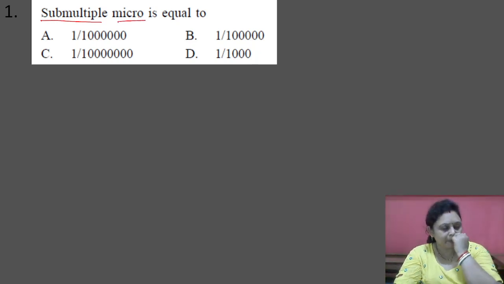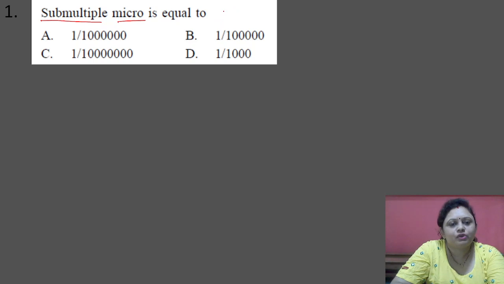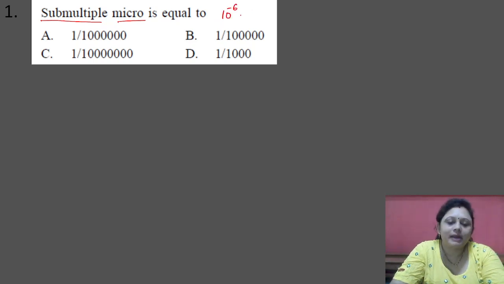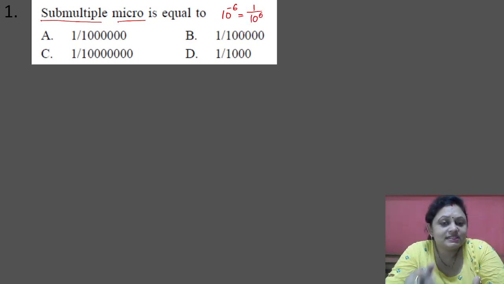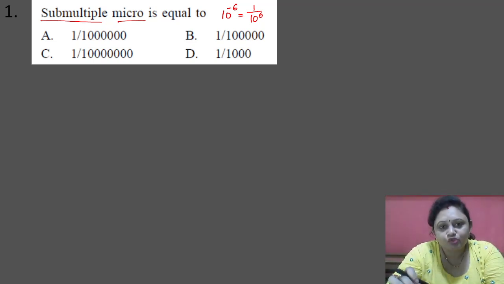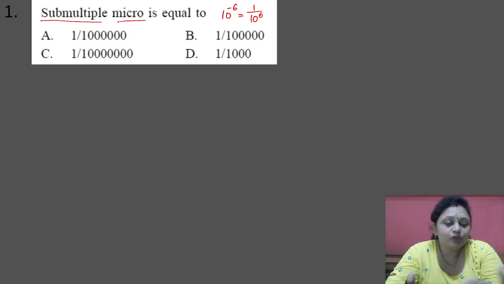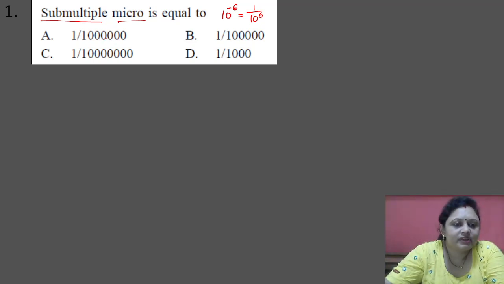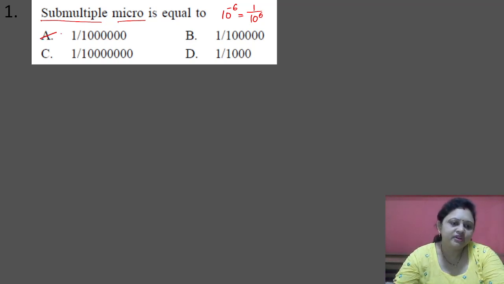First thing, do you know what micro is? Micro is equal to 10 to the power minus 6, that is equal to 1 by 10 to the power 6. And what is 10 to the power 6? It means after 1 we have to write 6 zeros. So we have to find the option with 1 by 1 followed by 6 zeros. So the correct answer is option A.